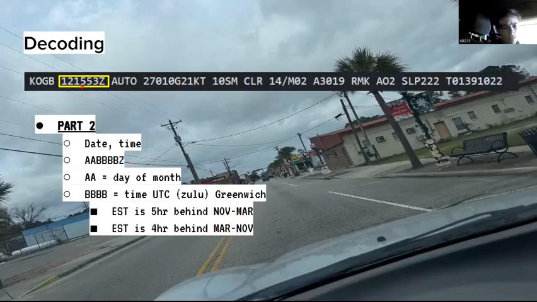So 15 -5 is 10. So this is from 10:53 a.m. in Orangeburg, which is in EST. And then the Z just means Zulu, which is the same thing as UTC, Greenwich time.